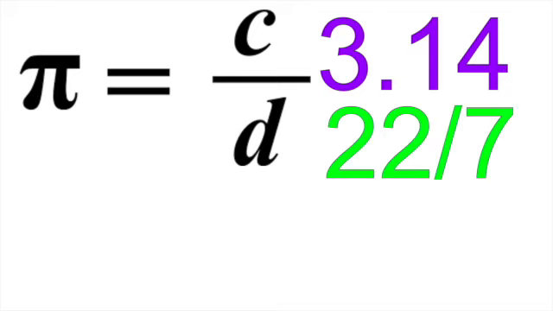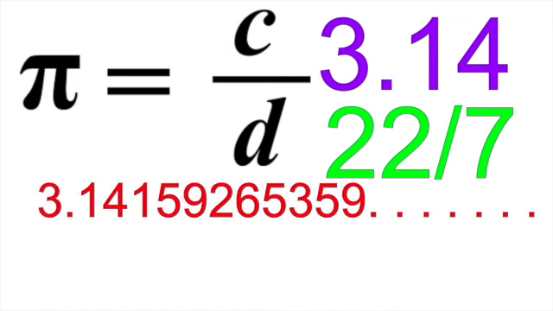If you want a nice simple fraction, 22 over 7 also works very well if you're going to use it in fractional notation. 22 over 7. I mean, it's really 3.14159265359. Keeps going, going, going.